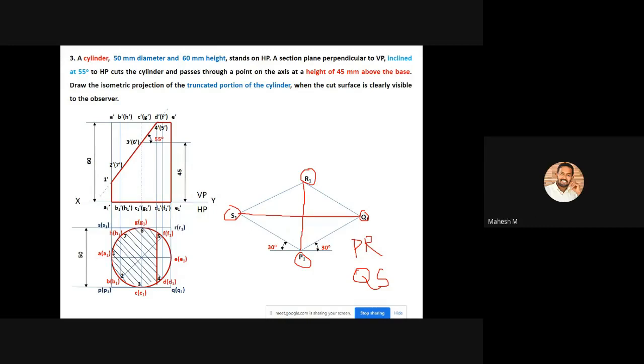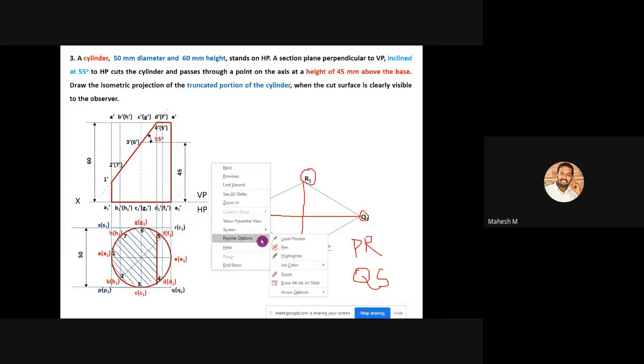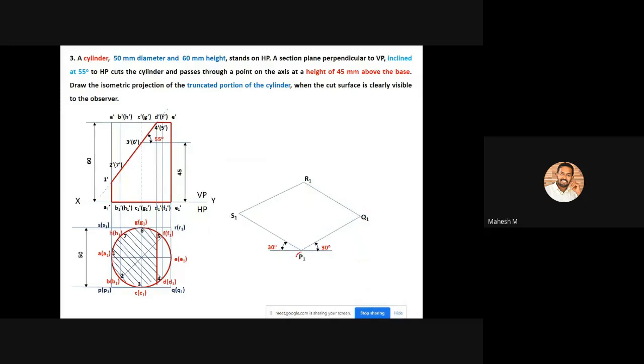P to R. Okay, so P to R is the shortest distance. So you can choose this P and you can choose this R. Okay, and also with that, try to find the center point for these four edges. So try to find this center point for these four edges.